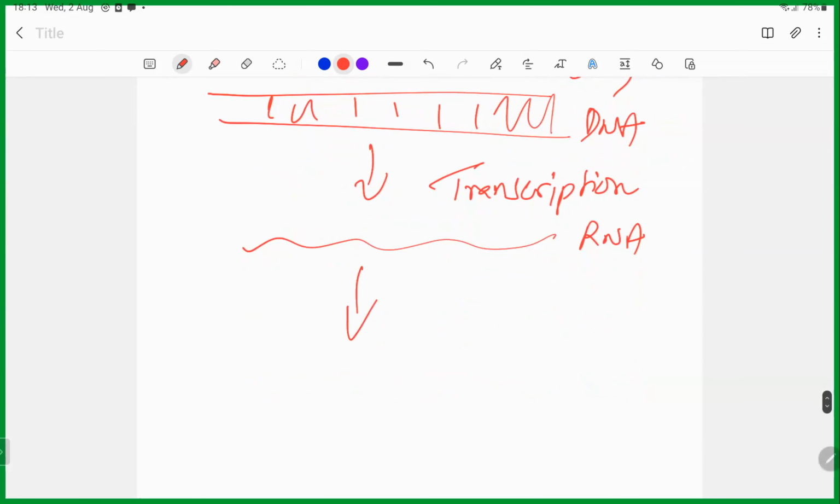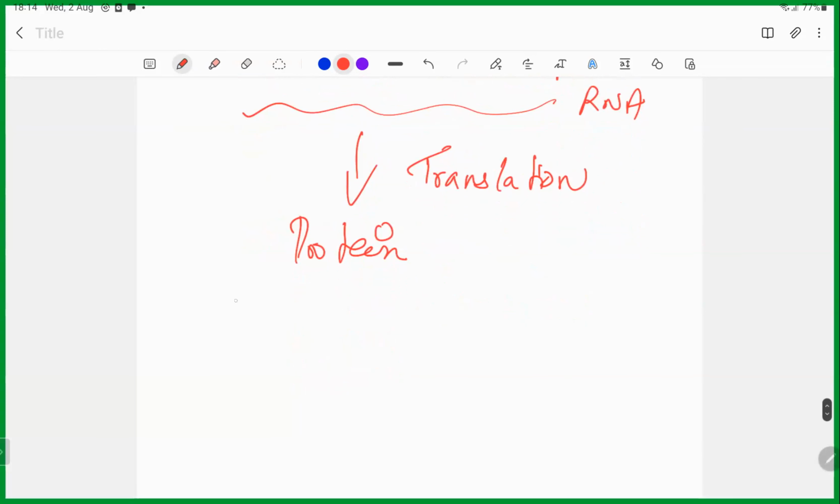From RNA, what can be made? Proteins. From RNA, protein can be made. This process, they call it as what? Translation. DNA to DNA is replication. DNA to RNA is transcription. RNA to protein is translation. So they call this concept as what? Central dogma.